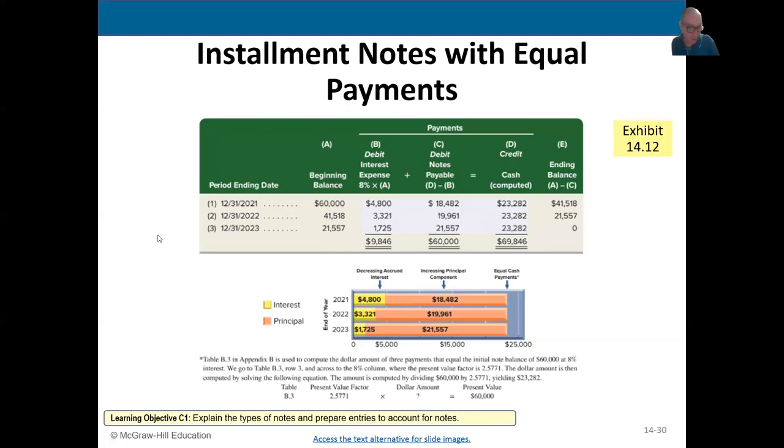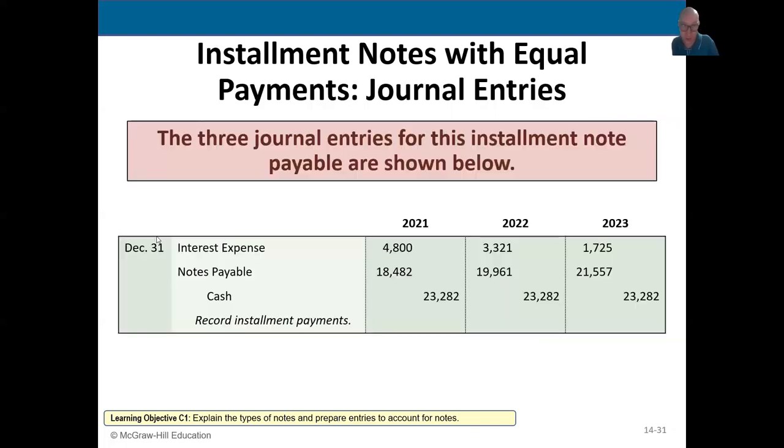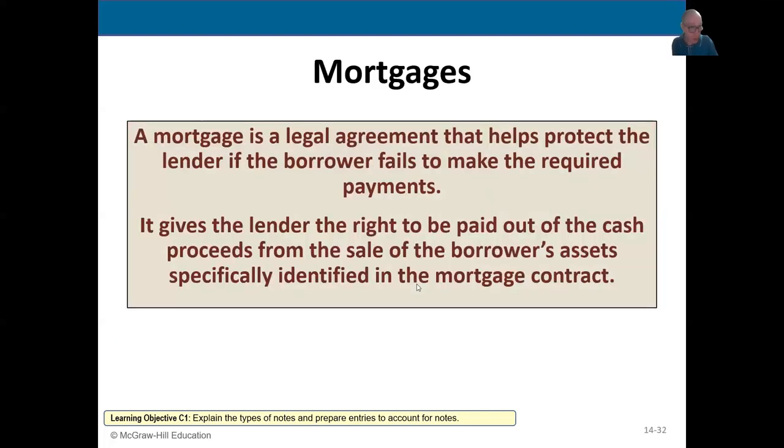I don't want you to stress too much about that, but I just want you to understand how that works. We do this with notes, but we also do this with mortgages. So with mortgages, as you know, a mortgage is a bank loan that is secured by the house. So mortgages are for houses.